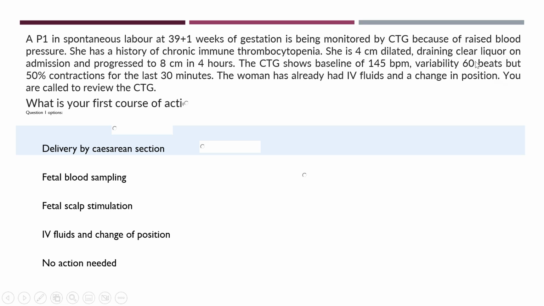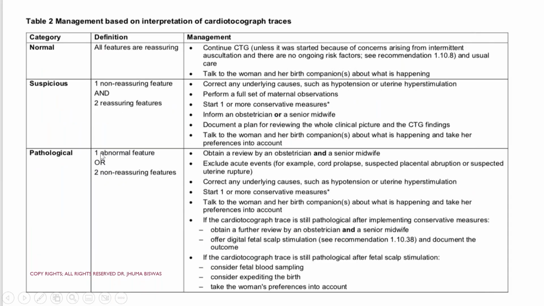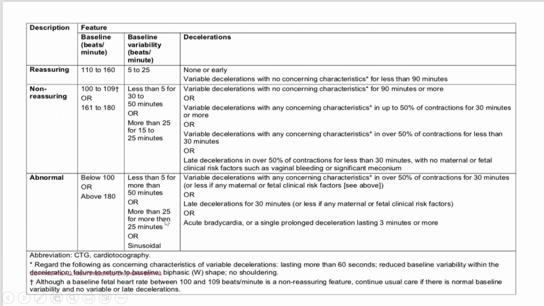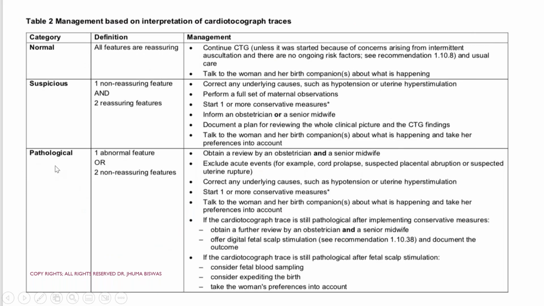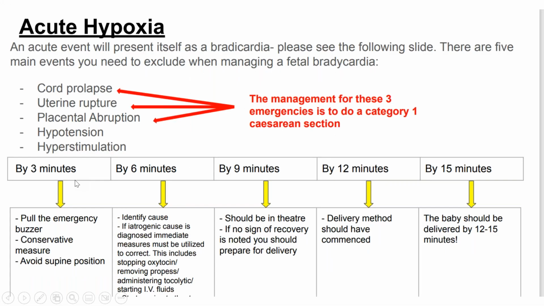So that means we can term it that if you see variability is 60 beats per minute, that means more than 25 beats per minute, and it's lasting for 30 minutes, in that case, we can term it as abnormal. If you see that variability is more than 25 beats per minute, and it persists for more than 25 minutes, in that case, that is abnormal. One abnormal feature, we can term it as pathological.